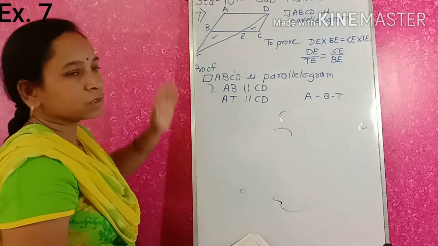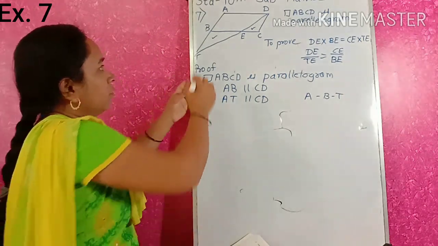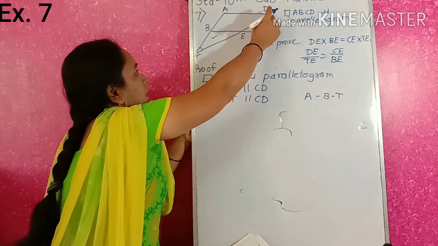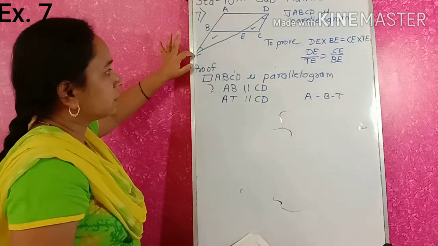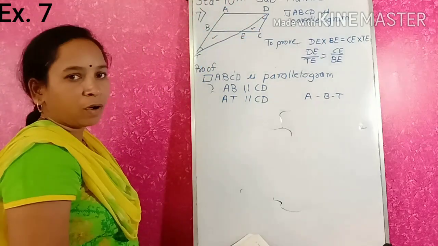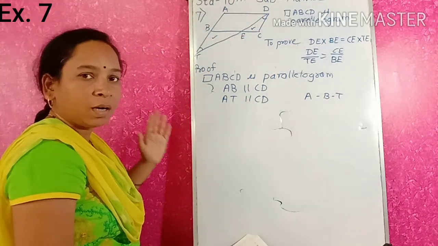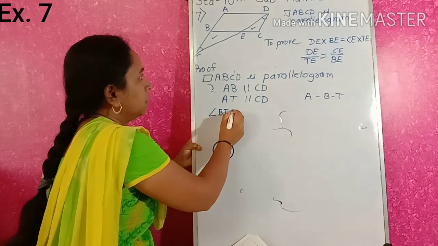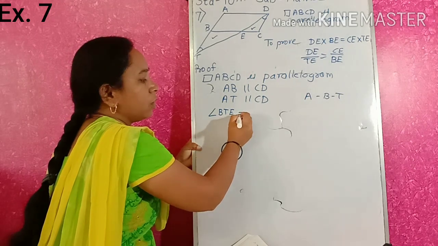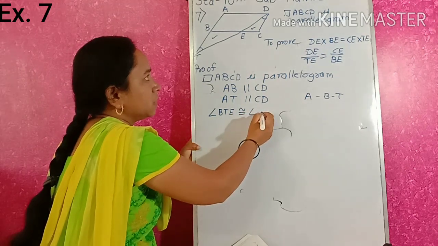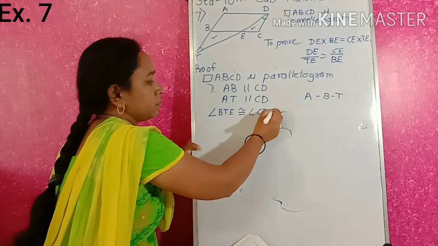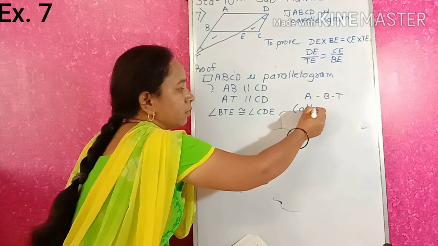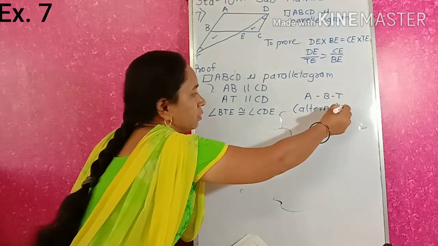Now here we can use the concept of parallel sides. If these two sides are parallel, and if I take DT as a transversal, then angle T and angle D would be congruent. Why? Because these are alternate angles. So angle BTE is congruent with angle CDE. Reason: alternate angles.